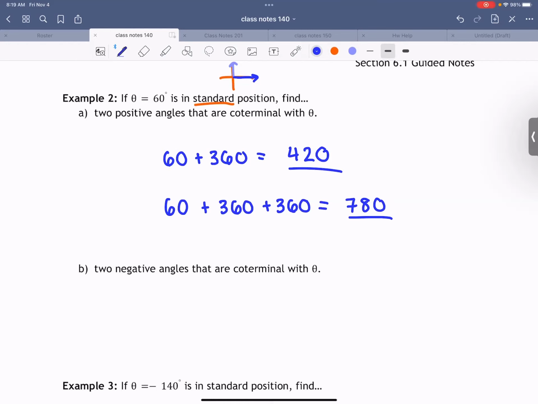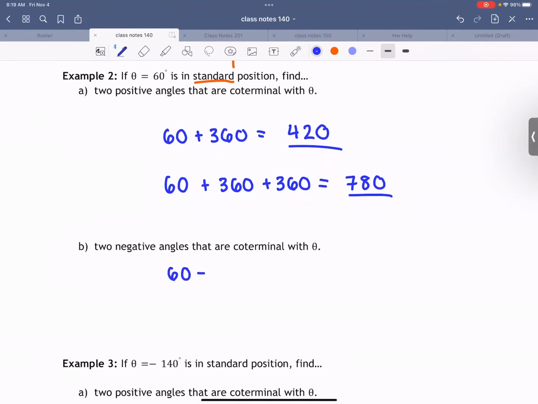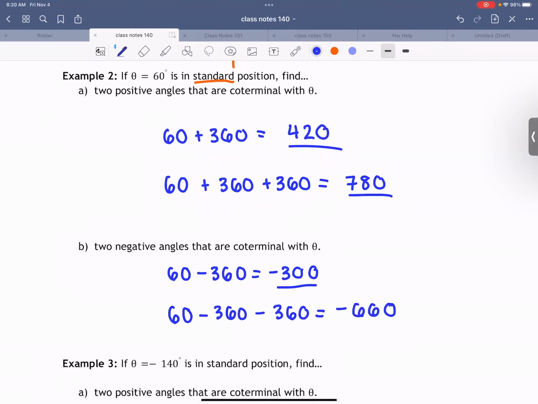What do I do to find the negative angles? Subtract 360, good. So 60 minus 360 gives me negative 300. And then I can do it twice: 60 minus 360 minus 360 again gives me negative 660. Any questions on this one?